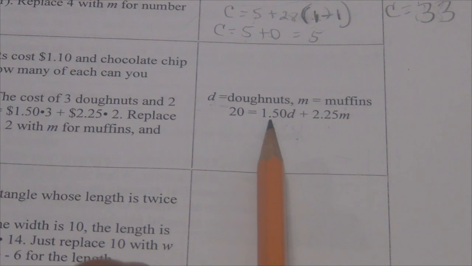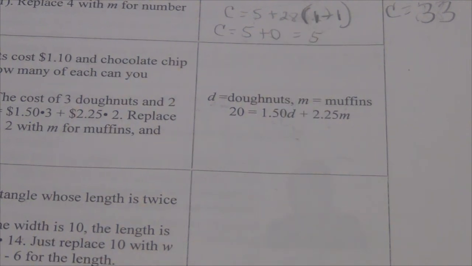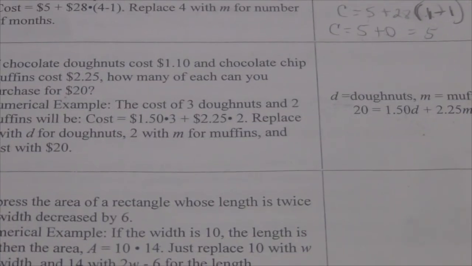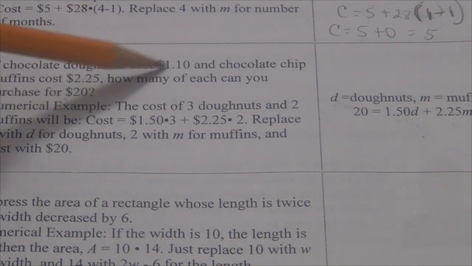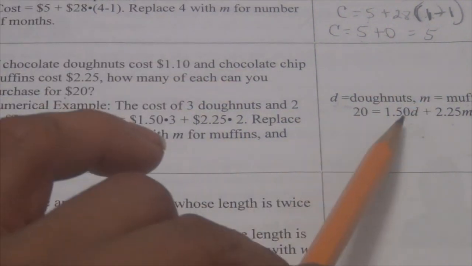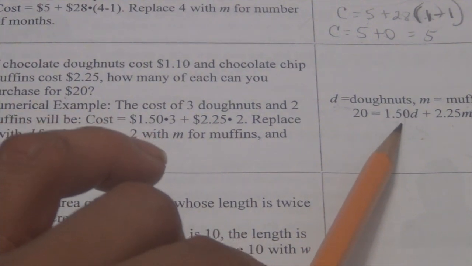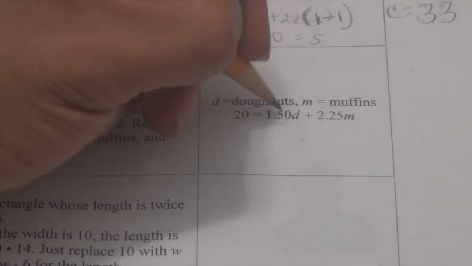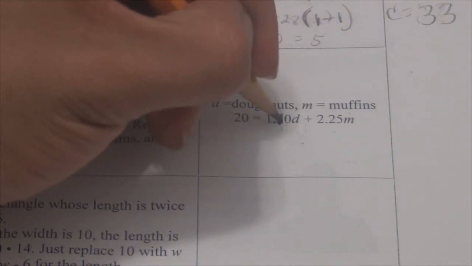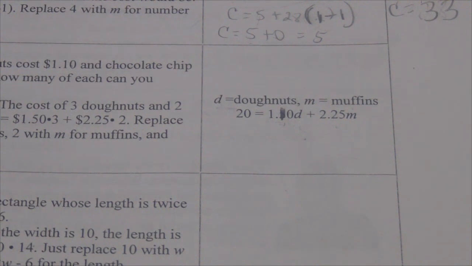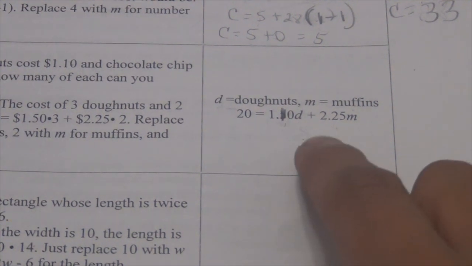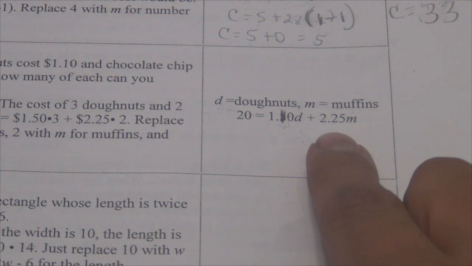So there is a mistake right here because this one says the chocolate donuts cost $1.10 and now we have $1.50. So it doesn't make any sense. So let us change this to $1.10. Oh my God, it's so easy. Okay, so it's $1.10 for the donuts and $2.25 for the muffins.